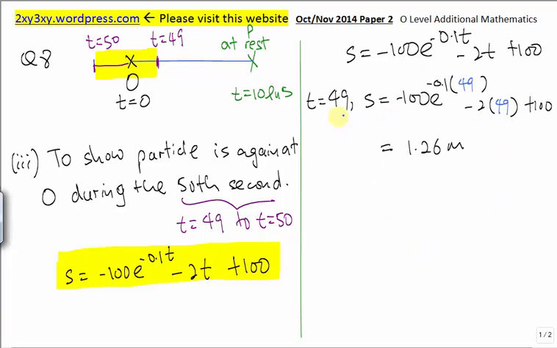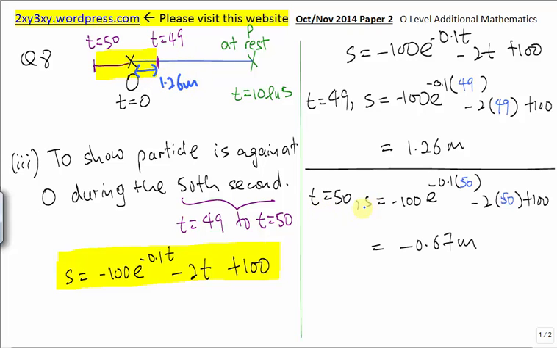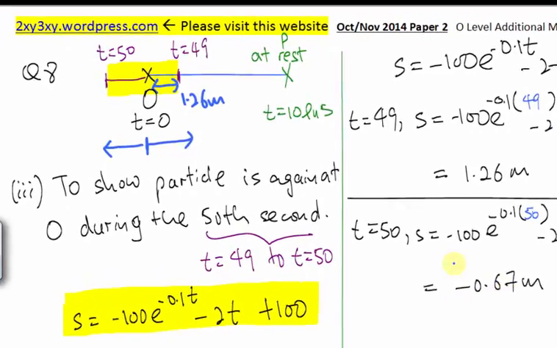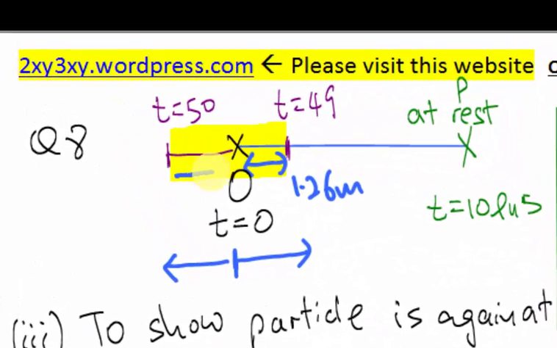When t is 49, the displacement from O is 1.26 meters. That means this distance here from O is 1.26 meters. When t equal to 50, the displacement from O is -0.67 meters. Since we know that a positive distance is measured in this direction, a negative distance means it will be measured in this direction. That means -0.67 meters is the distance here.